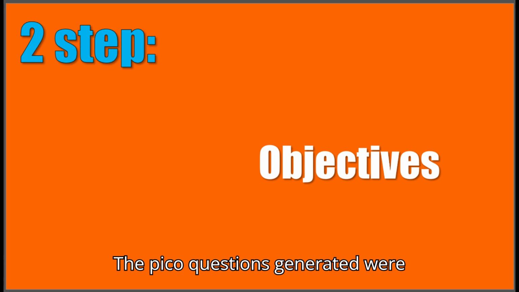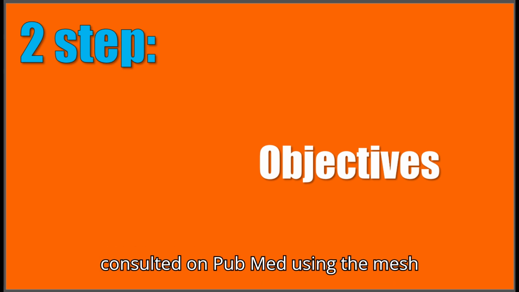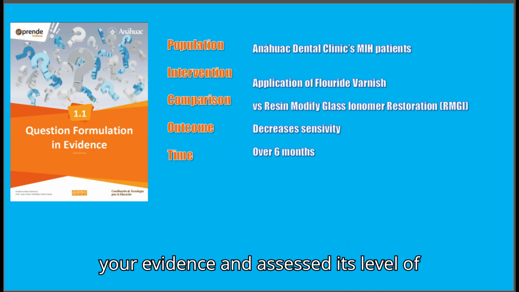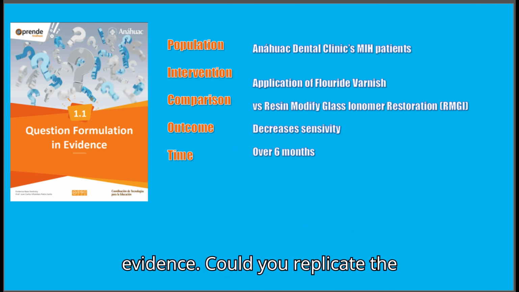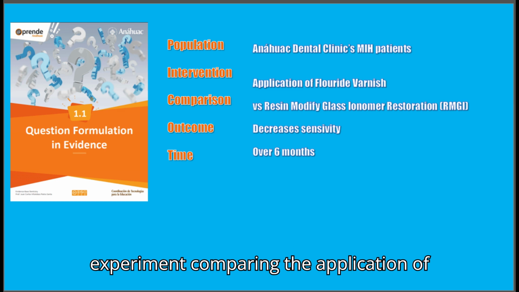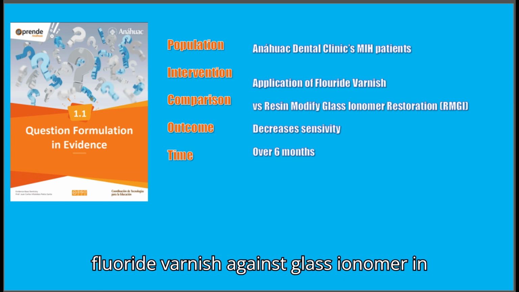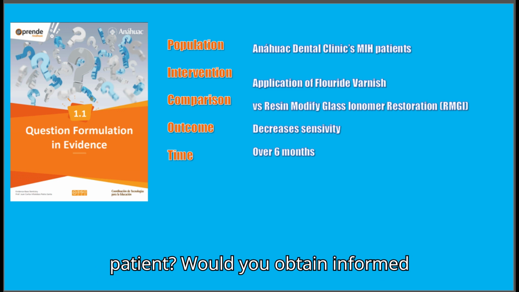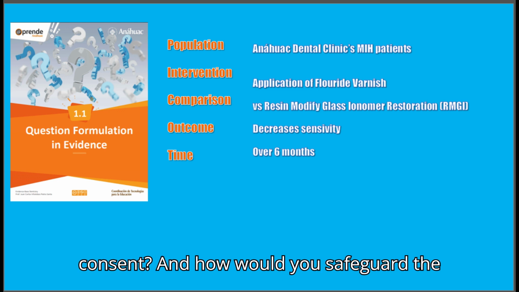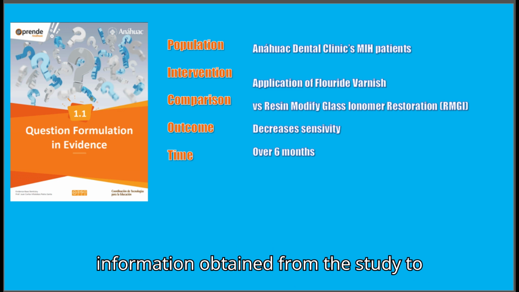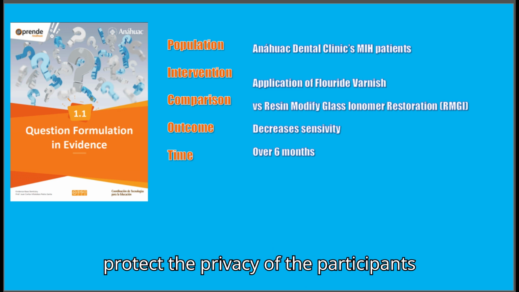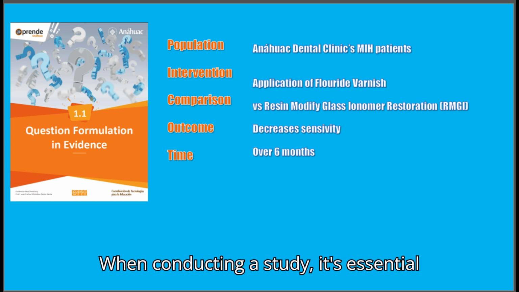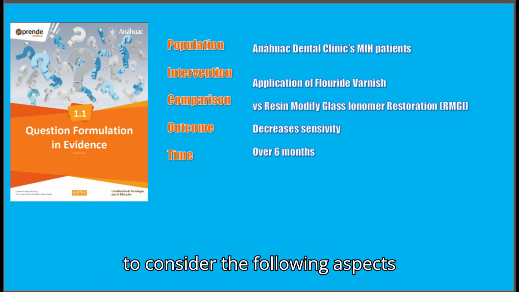The PICO questions generated were consulted on PubMed using the MeSH technique. Once you have collected all your evidence and assessed its level of evidence, could you replicate the experiment comparing the application of fluoride varnish against glass ionomer in the clinic? How would you inform the patient? Would you obtain informed consent? And how would you safeguard the information obtained from the study to protect the privacy of the participants and study results? When conducting a study, it's essential to consider the following aspects.